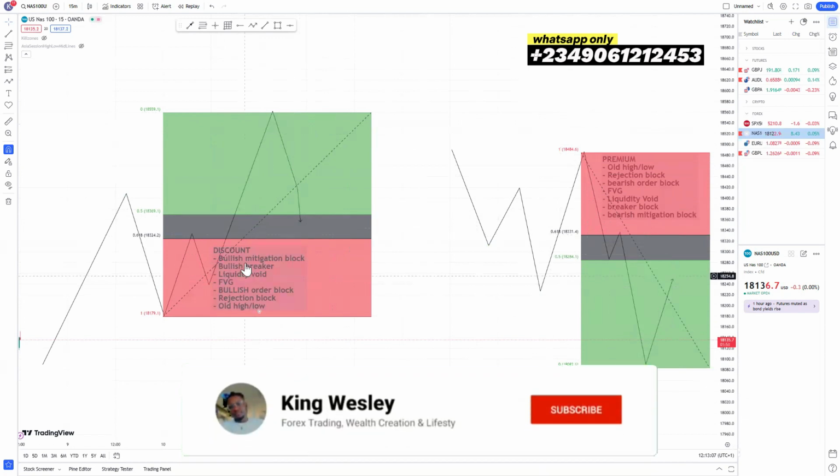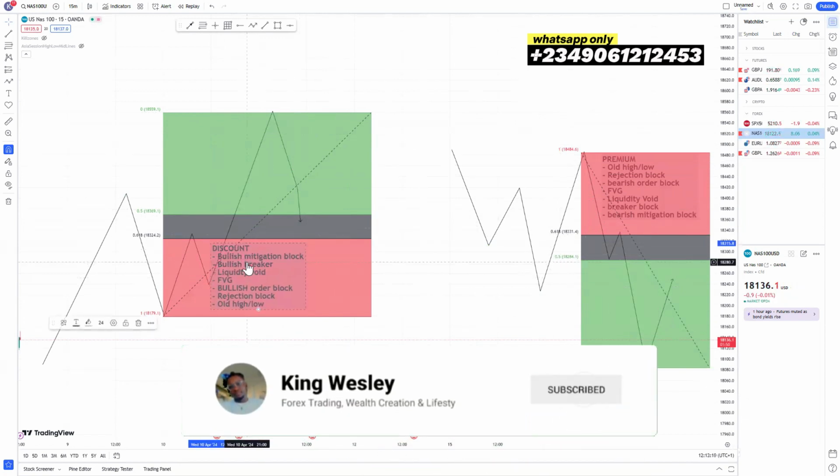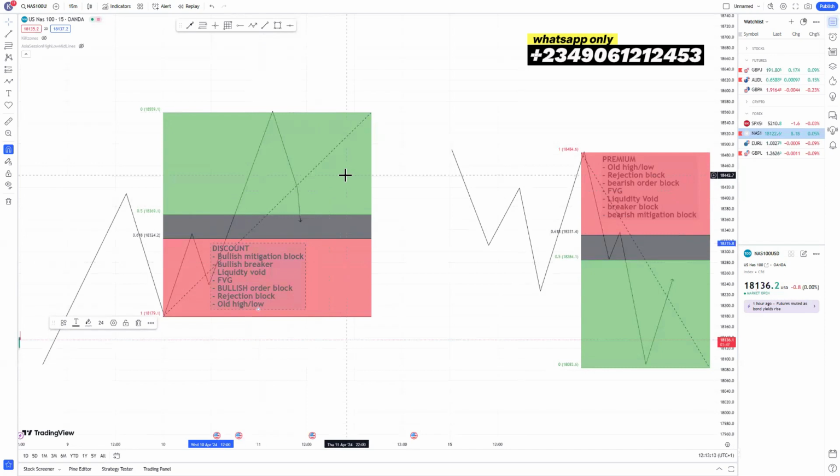All right, now the PD array, it involves what? All the various types of point of interest that we have, which is the bullish mitigation block for bullish move, a bullish breaker block, liquidity void, fair value gap, bullish order block, rejection block, and then hold high or low. These are various kinds of point of interest that we use to take entries while trading. All these things you see, they are arranged in order of strength, or in order of response.